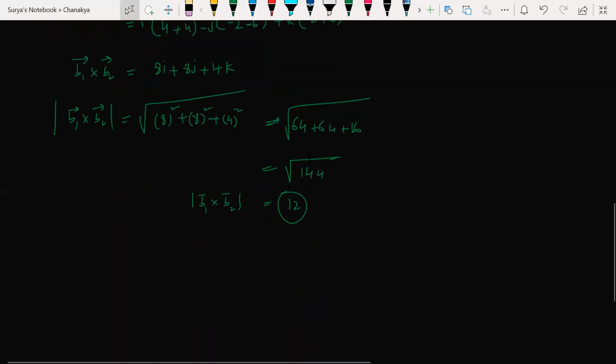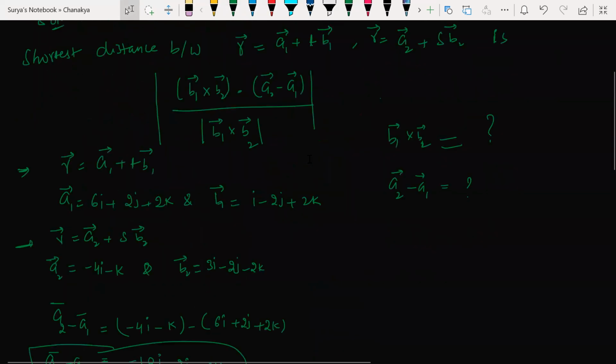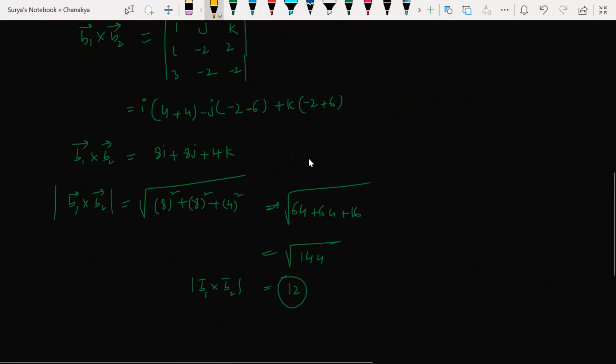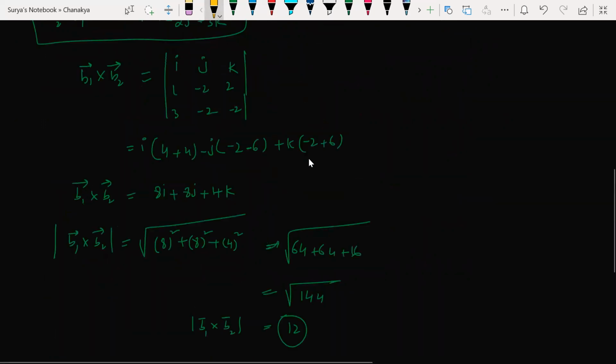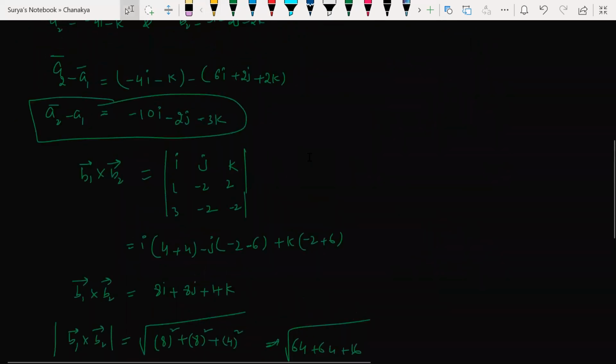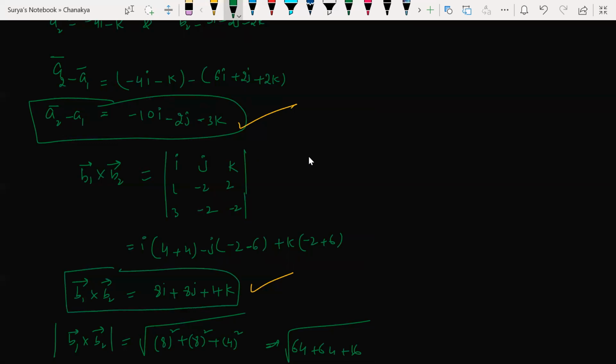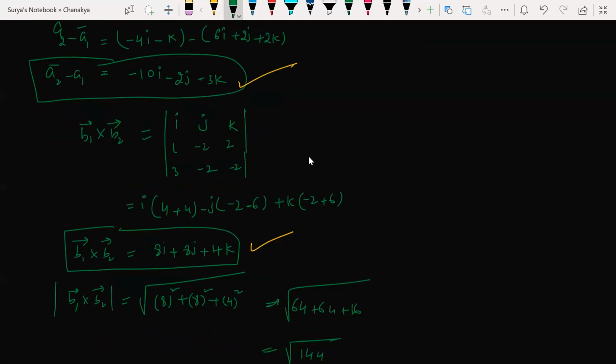What I need here: I just found this, and now the dot product of these two things. Be careful with the dot product. So we got 12 here. This one and this one. So the dot product of these two results.